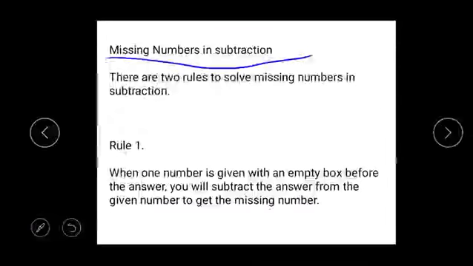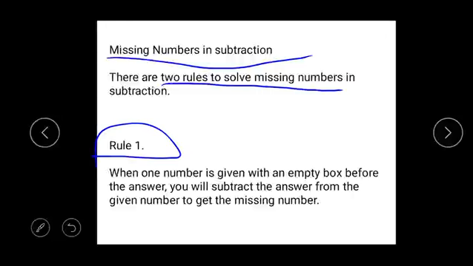There are words we use in subtraction. We use reduce, take away, remove, and so on. Now, in missing numbers in subtraction, we have two major rules to solve missing numbers in subtraction. But for the purpose of today's class, we'll be focusing on rule number one. The rule number one says when one number is given with an empty box before the answer, you will subtract the answer from the given number to get the missing number.